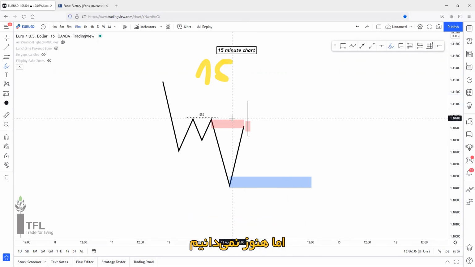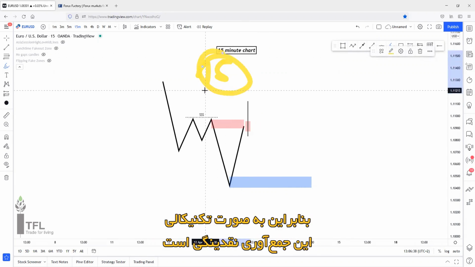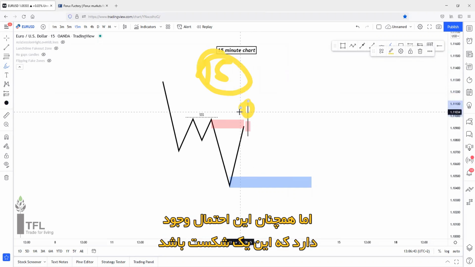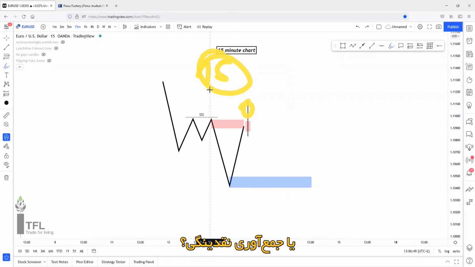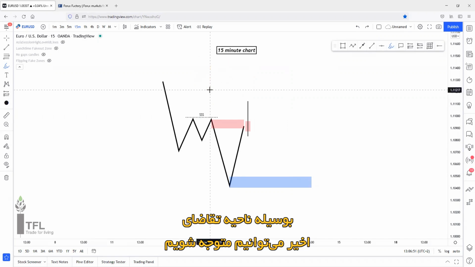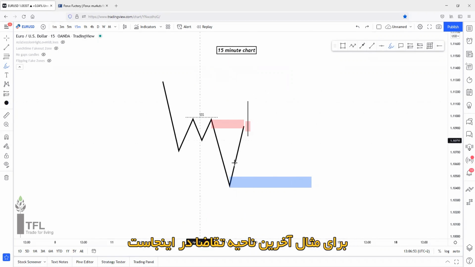But we don't know yet because we are on the 15-minute chart. Technically, this is a liquidity sweeping movement, but there's still a possibility that this was a break. How can we identify whether it was a break or just a liquidity sweep? We can simply identify it on the next recent demand zone, which in this case is right here.